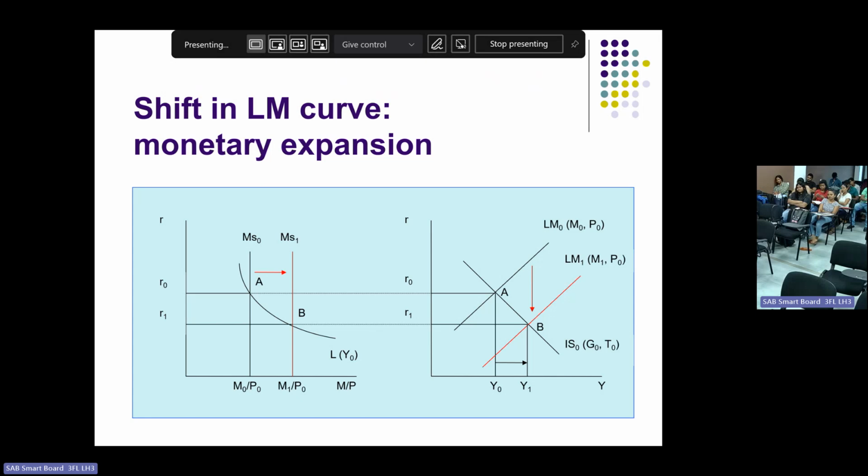Due to the expansion of the monetary policy, there is a decline in the interest rate. When there is a decline in the interest rate, that gives an inducement for the private sector to invest more at a lower interest rate. It encourages private investment, which increases aggregate demand. Therefore, income increased from Y0 to Y1. So you can identify it as a declining interest rate and rising income due to the monetary expansion.